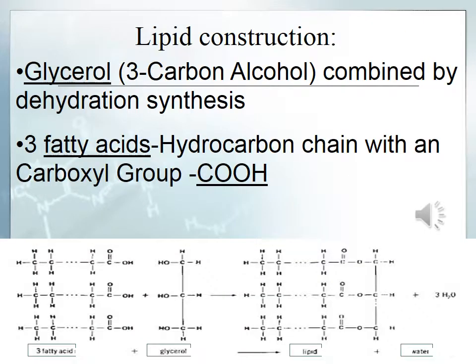So to make a lipid, we take 3 fatty acids and a glycerol. So a glycerol is a 3-carbon alcohol, and it's combined by dehydration synthesis. A fatty acid is a hydrocarbon chain with a carboxyl group at the end. So how do you make a lipid? That's right, a glycerol and 3 fatty acids. I like to say 3 fatty acids and a glycerol.